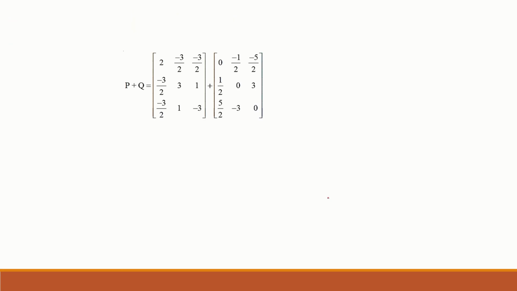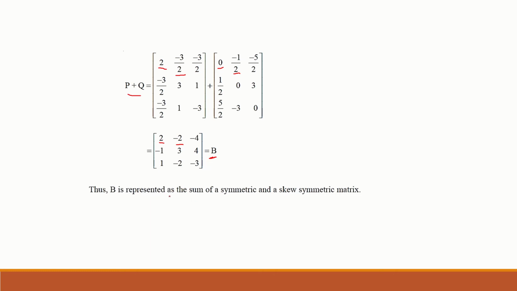And now after taking the sum of the symmetric and skew symmetric matrix, matrix P plus matrix Q, it will be equal to this, where 2 plus 0 is 2, and minus 3 by 2 minus 1 by 2 is equal to minus 2. So this is our matrix B. So if after this operation, which is expressing this B as the sum of symmetric and skew symmetric matrix, our answer will be B only. So we can say that B is represented as the sum of a symmetric and skew symmetric matrix.